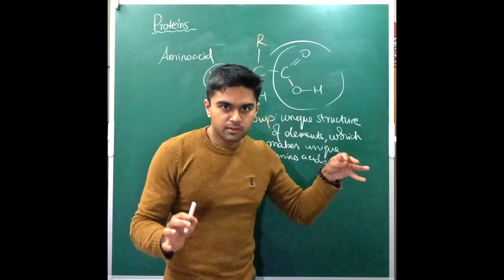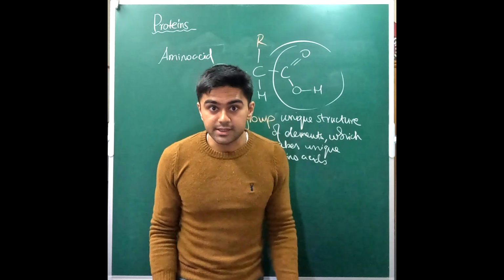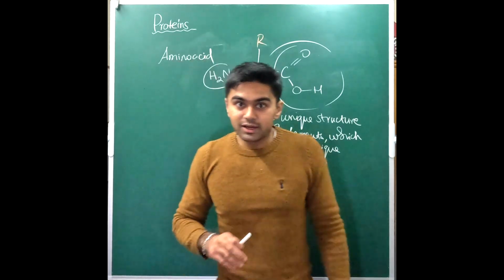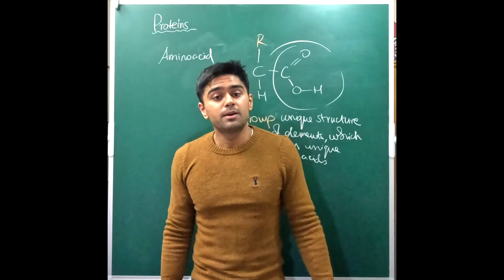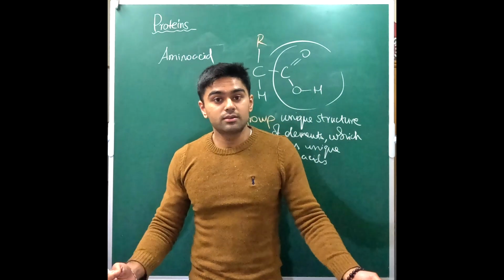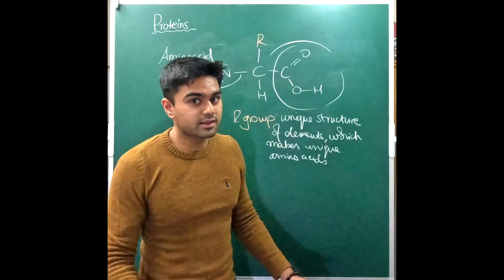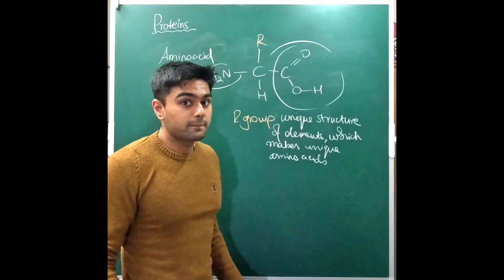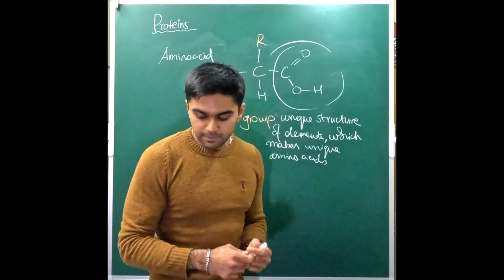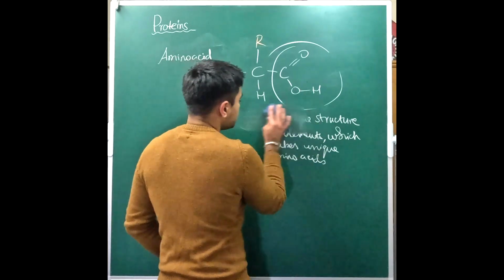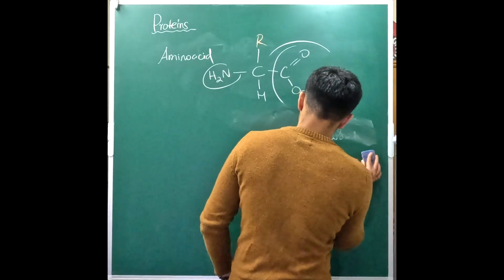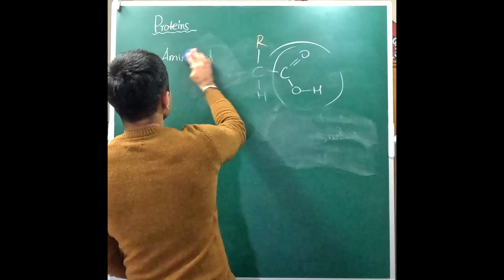Now, we've learned what the structure of an amino acid is. Now, unfortunately, we need to know how two amino acids end up coming together and making a dipeptide. How do they do that? Let's find out, okay? So what we're going to do is rub all of this off.